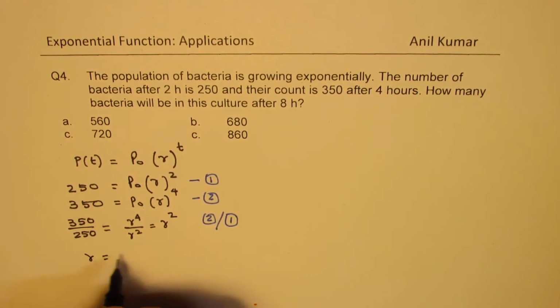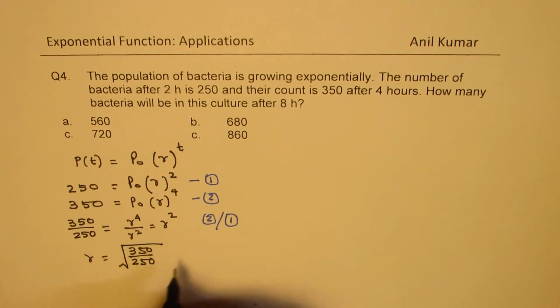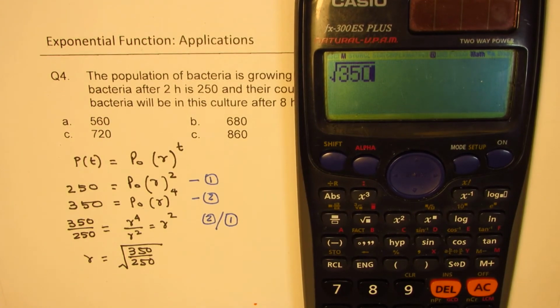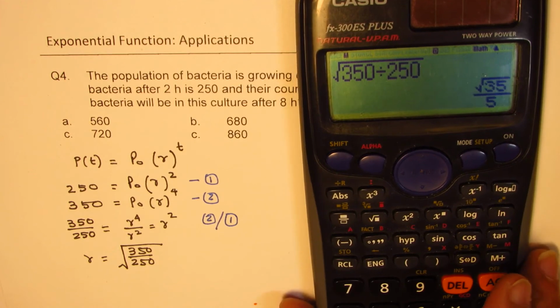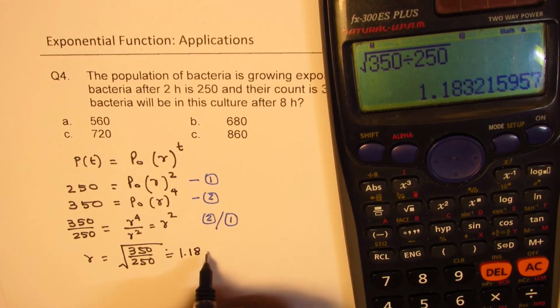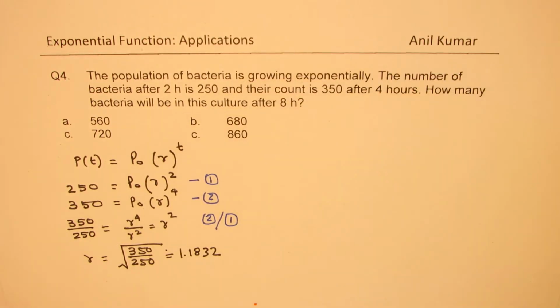And so R is square root of 350 over 250. Correct? So we can actually find this answer. So we have square root of 350 divided by 250, and that is approximately equal to 1.1832. So we'll take 4 decimal places for accuracy, right?